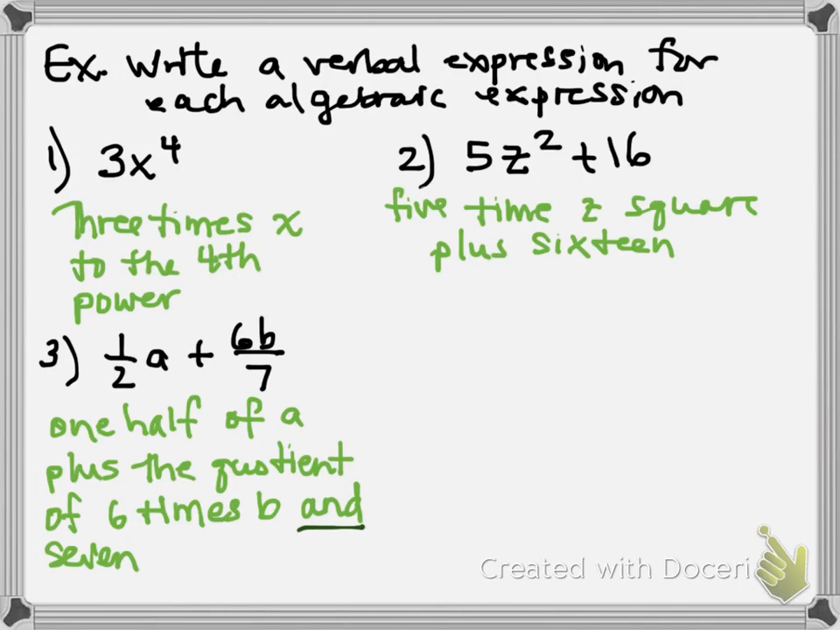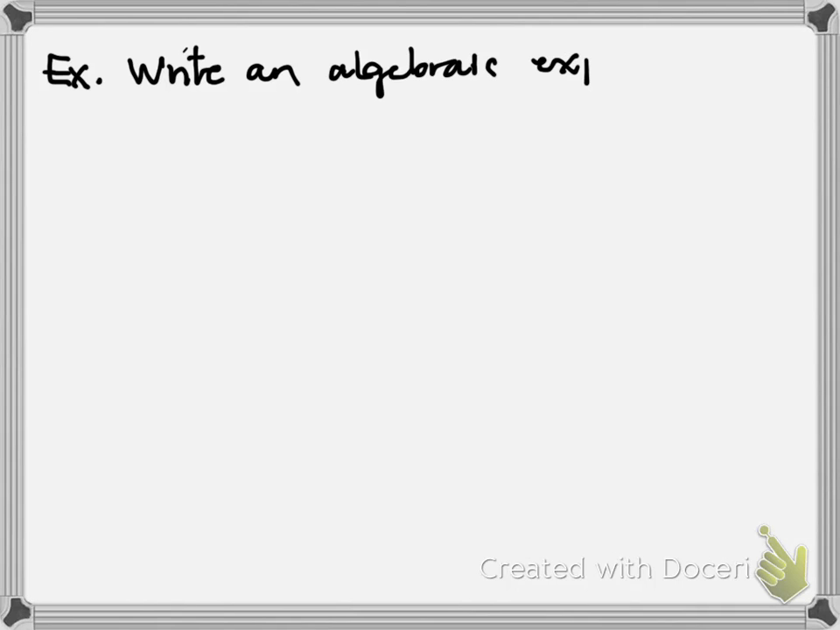Now we're going to go the other direction. Everybody good? Can I switch? Because I'm out of room. So we're still on that same page, but now the directions, so we're on the odd page, still writing down examples. So we've got: write an algebraic expression for each verbal expression.